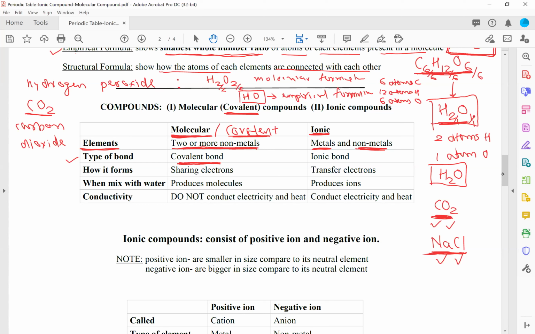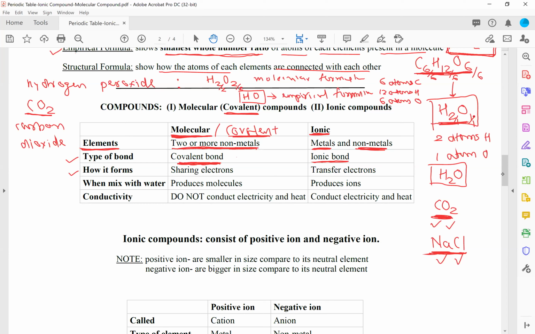So the type of bond in the molecular compound is a covalent bond, while in the ionic compound, the type of bond is called ionic, right? That's how we came up with this name. An ionic compound will have an ionic bond, a covalent compound will have a covalent bond. How do they form? Of course, you need to know a little more detail about this, which we are not going to touch on right now, but you will understand in detail in your lecture how they form and how they make the covalent bond.